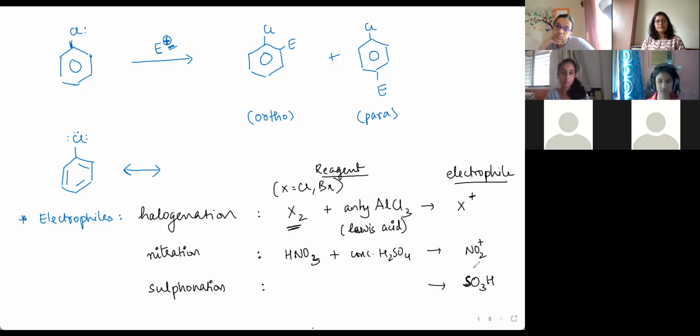Okay, sulfonation, for this the positive charge is on sulfur. SO3 plus H2SO4, concentrated H2SO4. Yeah. So here, the way we took nitric acid plus H2SO4, the same role H2SO4 is going to play, except it's going to act on another molecule of H2SO4. It'll take away the OH, it'll give you SO3H, which will attack the benzene.